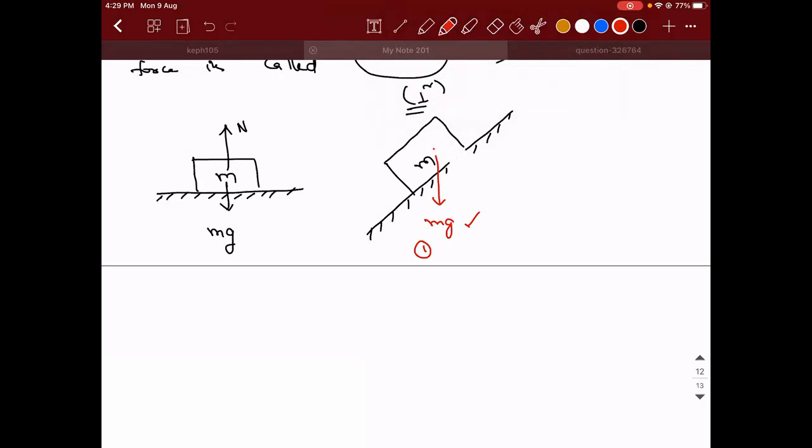Now the question is, how is the normal force? That is what we need to answer. So I'll give you two options. First, second. Second, sir. Why is second right? Because it should act perpendicular to the surface. Yes, it should act perpendicular to the surface of contact. So this is the normal force.